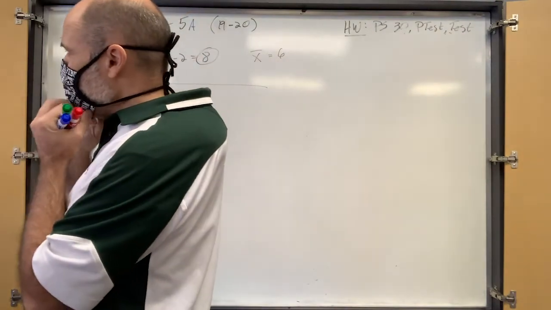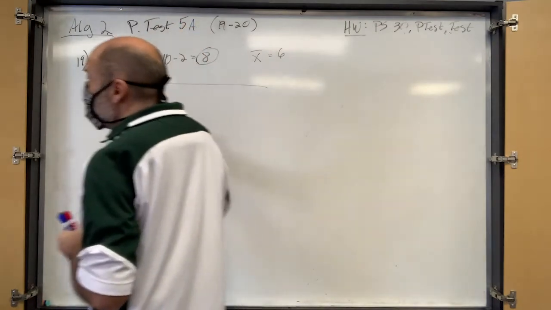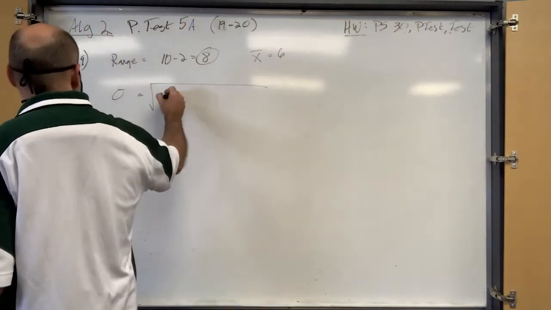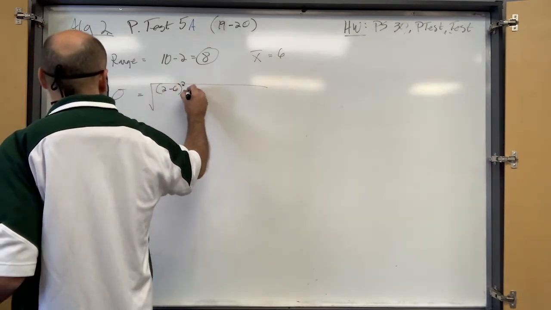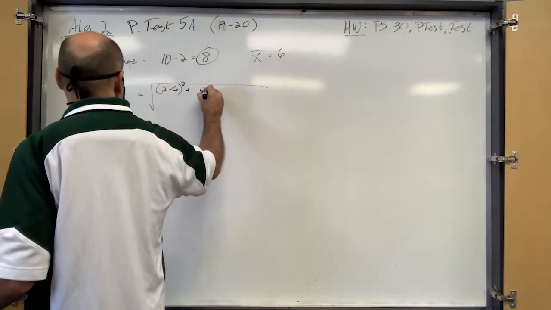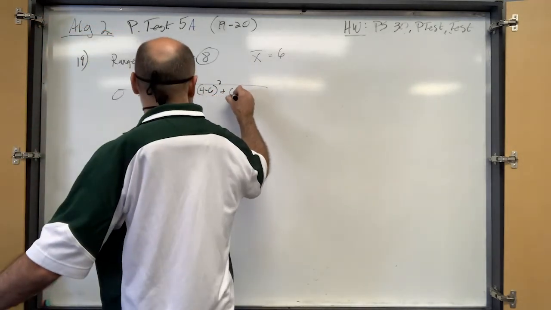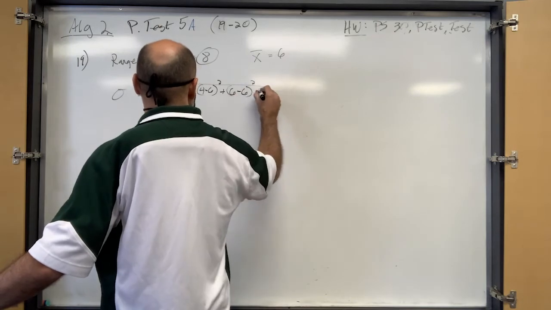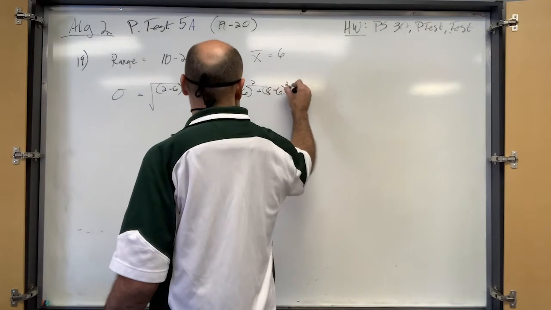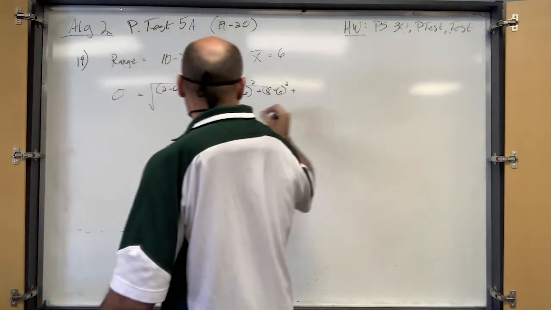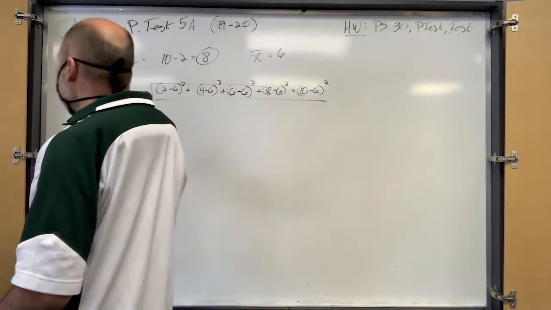So that's the mean, right? Did I get that right? 10 plus 10 plus 10, yep. So 6. So we're subtracting the mean from each number: 2 minus 6, parentheses squared, plus 4 minus 6 squared, plus 6 minus 6 squared, plus 8 minus 6 squared, plus 10 minus 6 squared, all over the number of numbers.